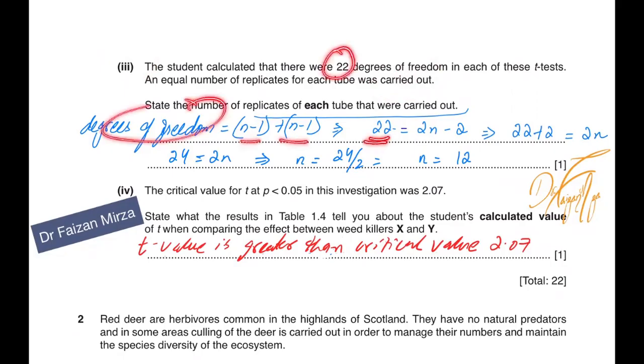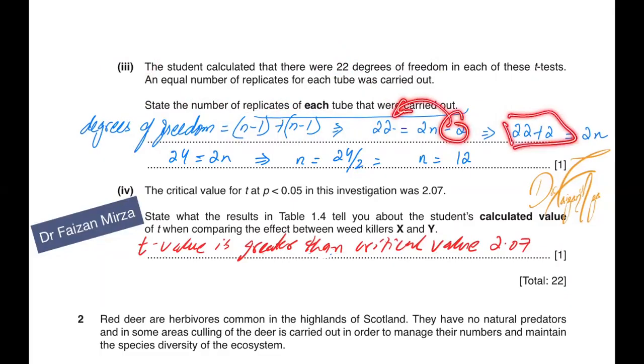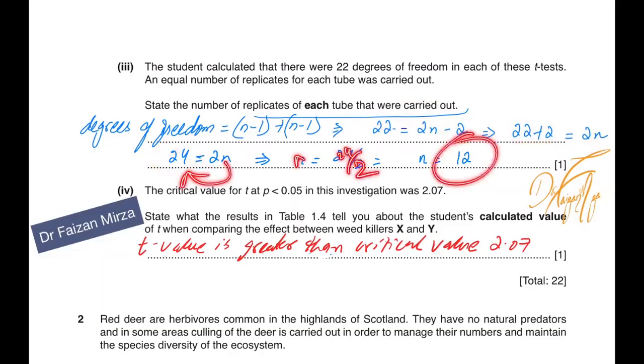So 22 is equal to 2n minus 2. We just opened up this bracket, so this is 2n minus 2 here. What we'll do, we'll bring 2 to this side of the equation, so it becomes 22 plus 2, and you have 2n on the other side. So 22 plus 2 gives you 24, and it's equal to 2n. Simplify it for n. So n becomes 24 divided by 2, and the answer comes out to be 12.